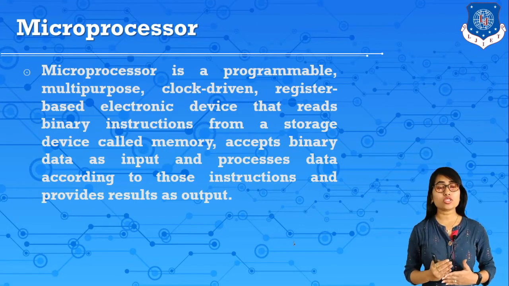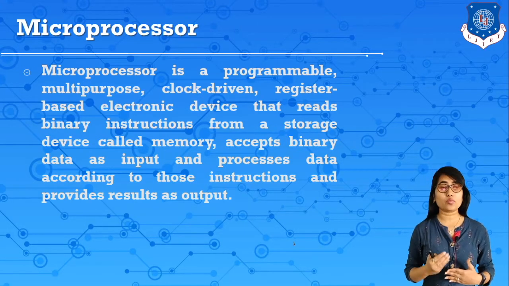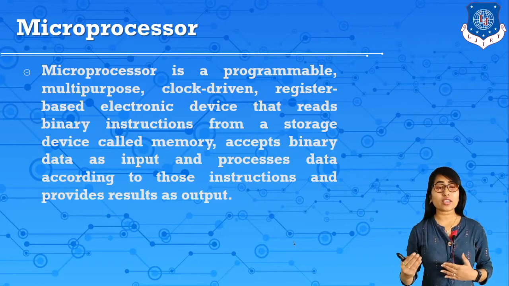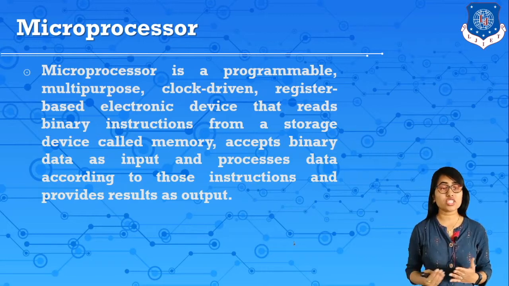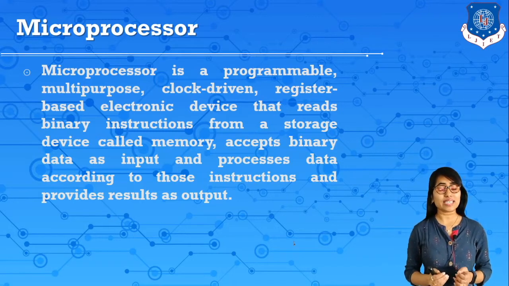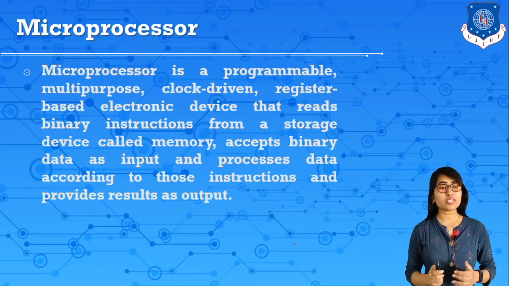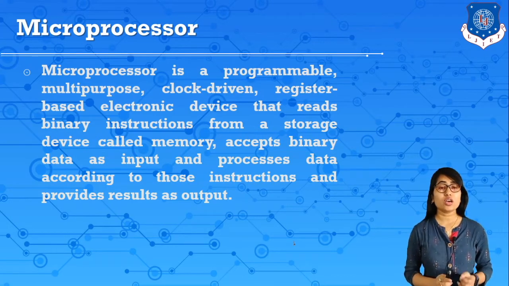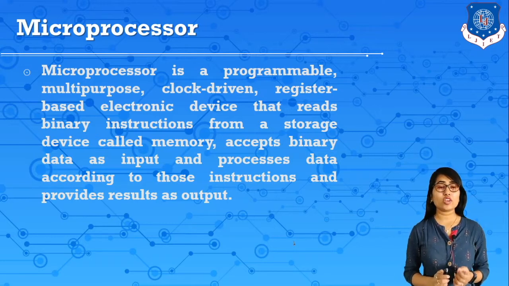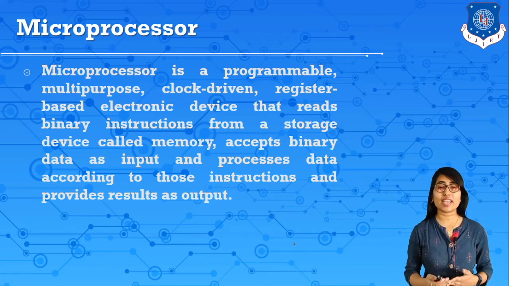This microprocessor is programmable, that means we can program it according to our requirement. Multi-purpose, that means it can perform a variety of operations depending on requirement. Clock driven, that means the microprocessor is basically a synchronous device. Here we apply a clock to perform various types of operations in a synchronous manner. Register based electronic device, that means it has some registers which can store data, and then we can apply instructions, we can apply commands to perform a variety of operations.